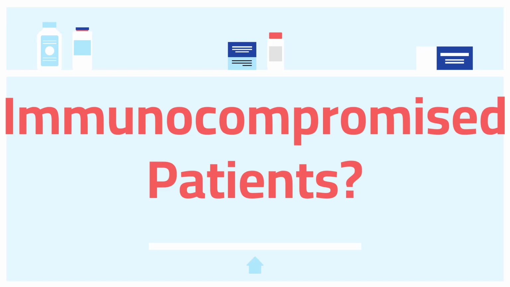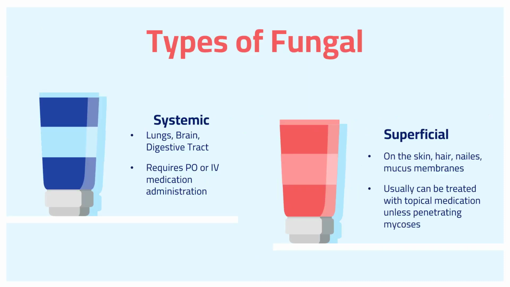There are different fungi that infect healthy people versus our immunocompromised patients. So it's going to be really important to get a very extensive and thorough past medical history if you suspect your patient has a fungal infection. There are two types of fungal infections. There are systemic, those that impact the brain, the lungs, and the digestive tract. Those will definitely require PO or IV medication.